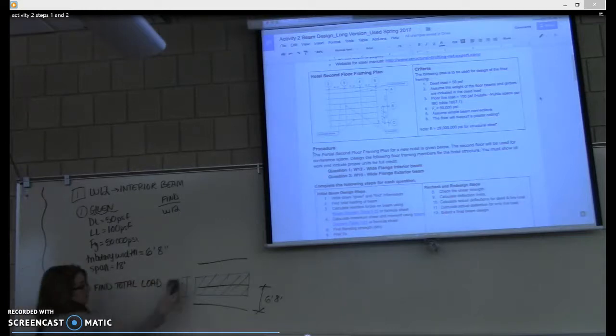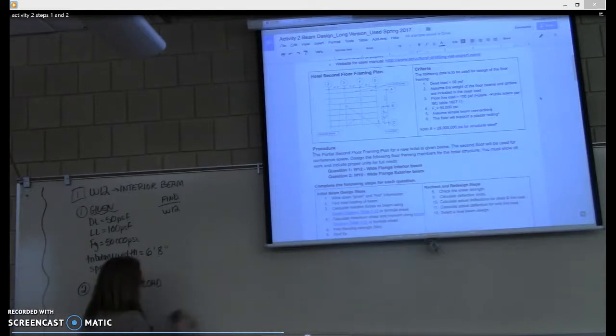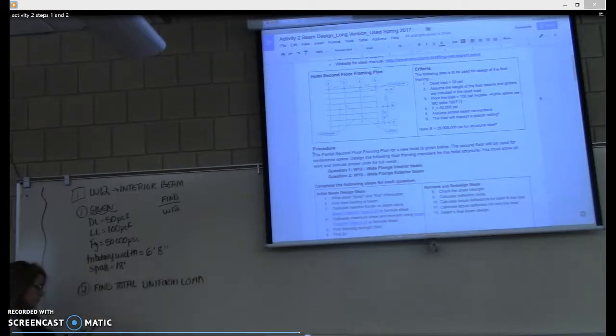First step is going to be to find the uniform load of our dead load. So uniform dead load I'm going to abbreviate as WDL, because again, uniform is represented by a W when we look at our equation sheet. So WDL, that's my uniform load for my dead load. So the equation is dead load times tributary width.